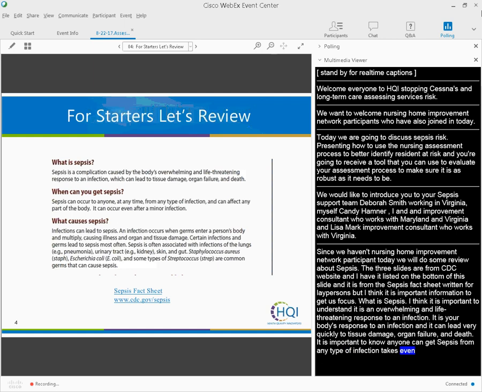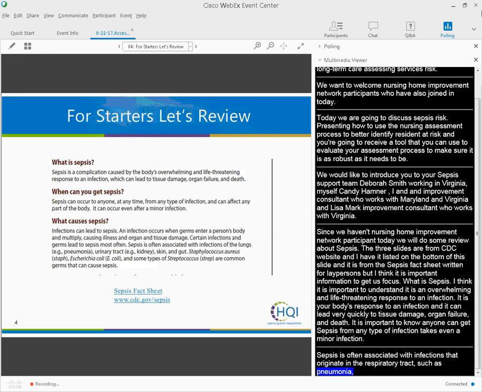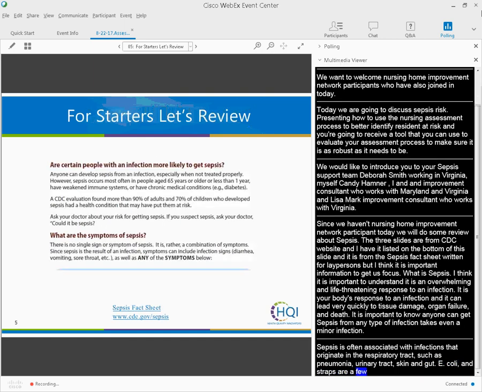Sepsis often is associated with infections that originate in your respiratory tract, such as pneumonia, in the urinary tract and kidneys, skin, and in the gut. And frequently, it's staph aureus, E. coli, and strep, a few types of strep that are the organisms that frequently cause sepsis.